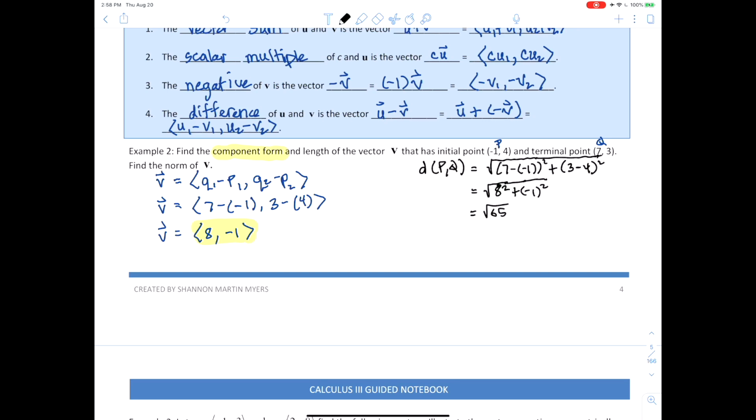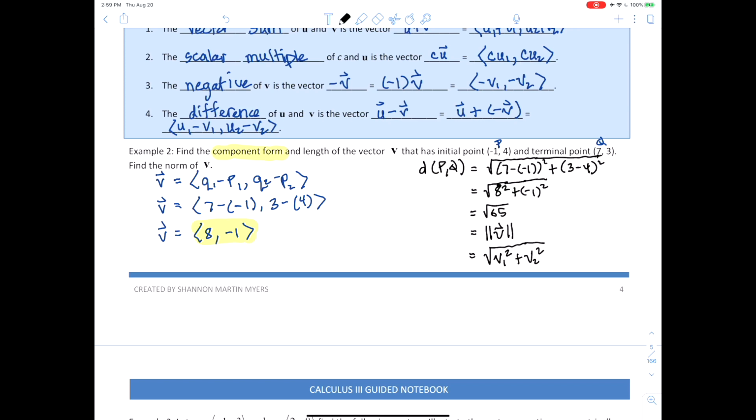What do you think? But look at that. Didn't you do half that work already when you were finding the component form? So what's really super awesome is that this is also equal to the magnitude of V, which is denoted like this. And it turns out that the magnitude of V ends up being the square root of the first component squared plus the second component squared.